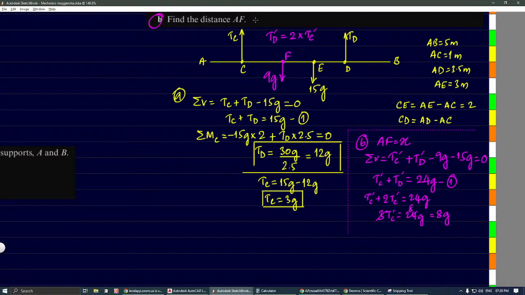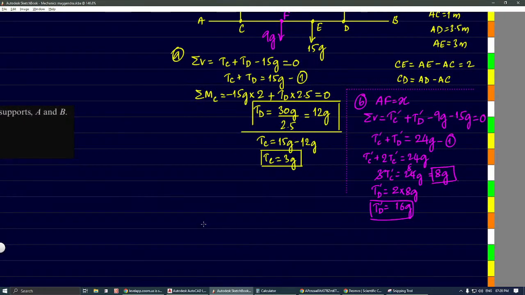And we have been told to find the distance AF. In order to find that, we should also know TD. So TD dash, how much is that? TD dash is 2 times TC dash, that is 2 times 8g, so 2 8s are 16g. So TD dash also we found, TD dash and TC dash.